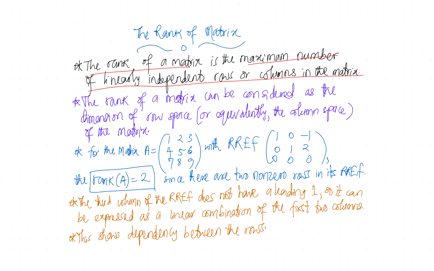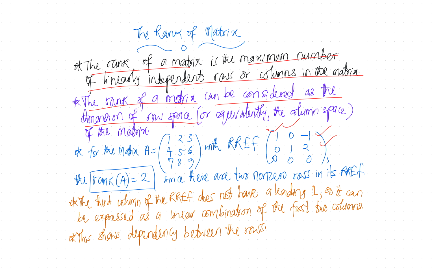Now, if you go back to the idea of row space and column space we did before, you remember we had just 2 rows in the row space, and we had 2 columns in the column space. They are usually the same. The number of rows in the row space is usually the number of columns in the column space when you get to the reduced row echelon form. So since the dimension of the row space was 2, then automatically the rank will be 2 also. All right. So the rank of a matrix can be considered as the dimension of the row space, or equivalently the column space of the matrix.